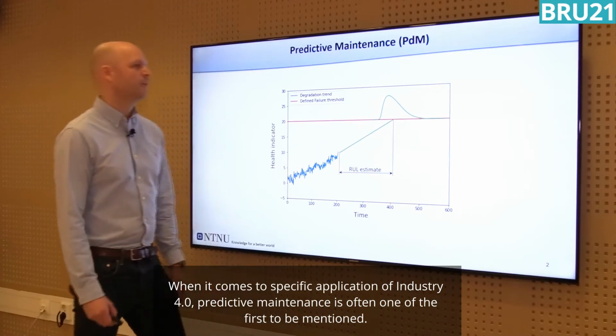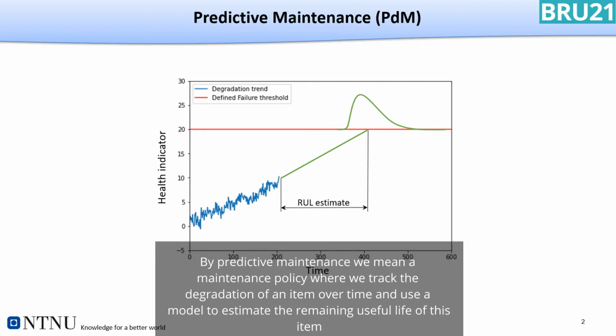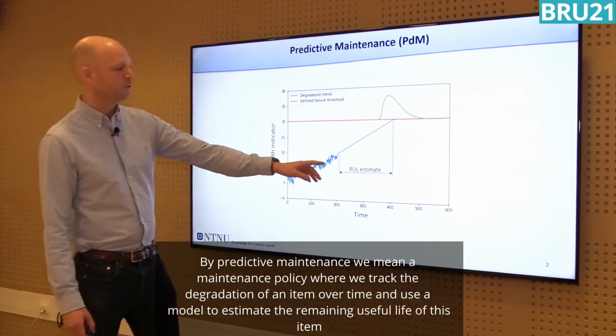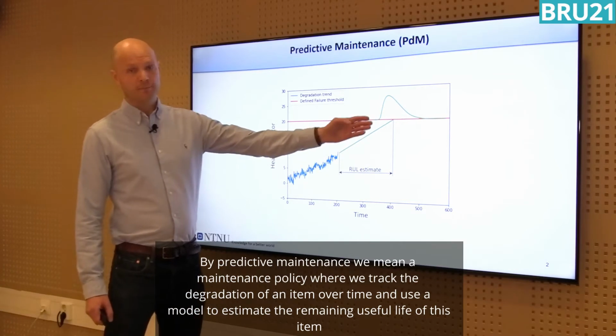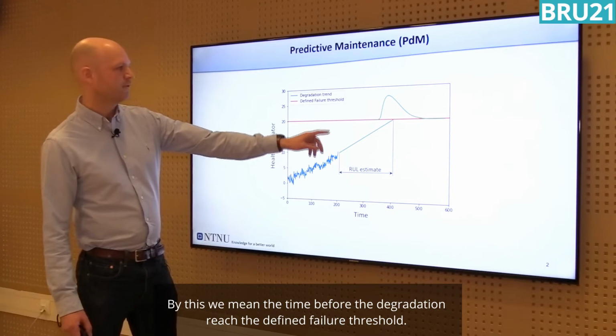When it comes to specific applications of Industry 4.0, predictive maintenance is often one of the first to be mentioned. By predictive maintenance, we mean a maintenance policy where we track the degradation of an item over time and use a model to estimate the remaining useful time of that item. By that we mean the time before the degradation reaches the defined failure threshold.